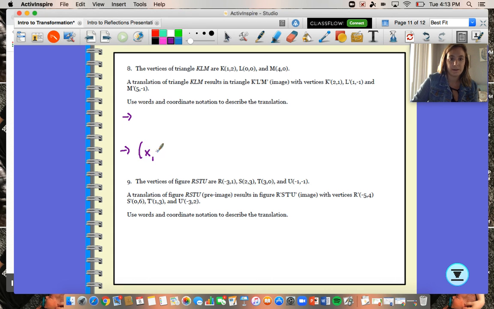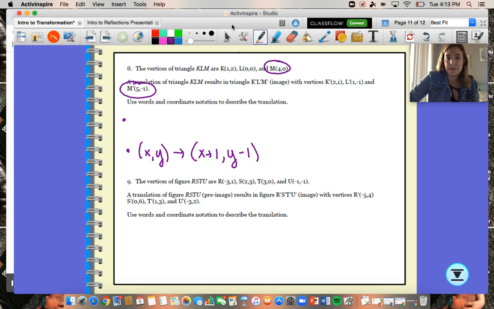And you know what? I'm going to write this in before I even read the question, because I know coordinate notation is going to start with that XY. So since it's a rigid transformation, it does not matter which point I choose to pick. I think I'm going to look at M to M prime. How do you go from 4 to 5? You add 1. How do you go from 0 to -1? You subtract 1.